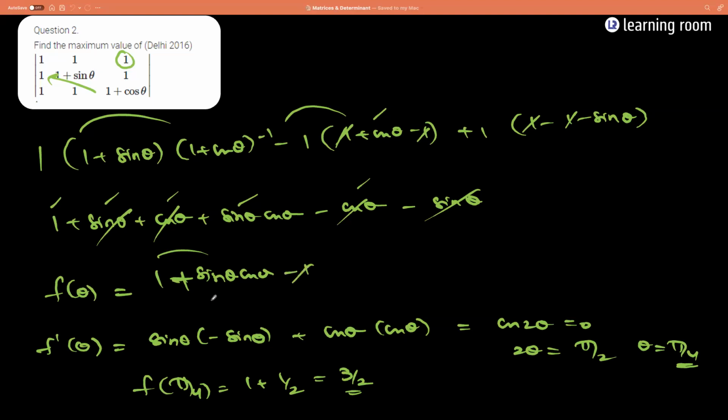So this and this will get cancelled, no? So then I'll get half only, correct? I got it. Sorry, it was my mistake. So 1 plus sin theta and 1 plus cos theta minus, I forgot this one. Yeah. No, do this.